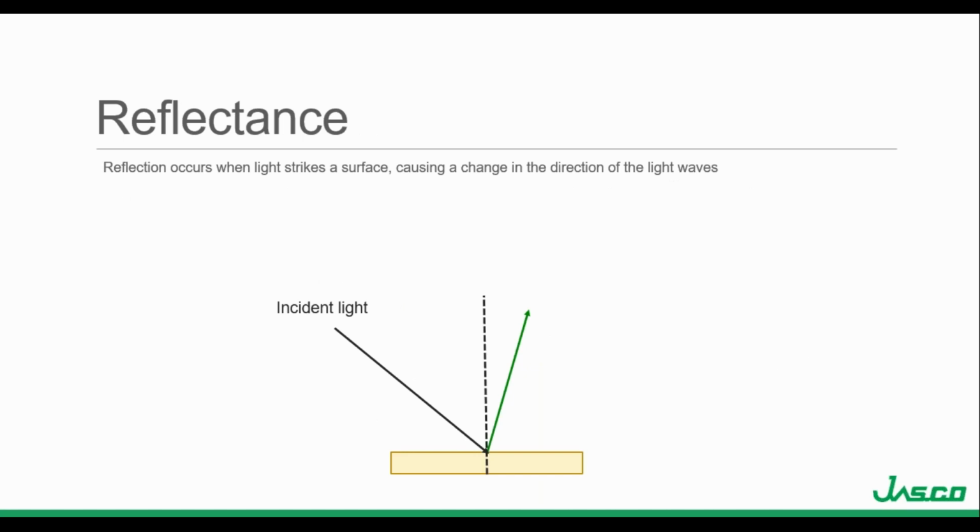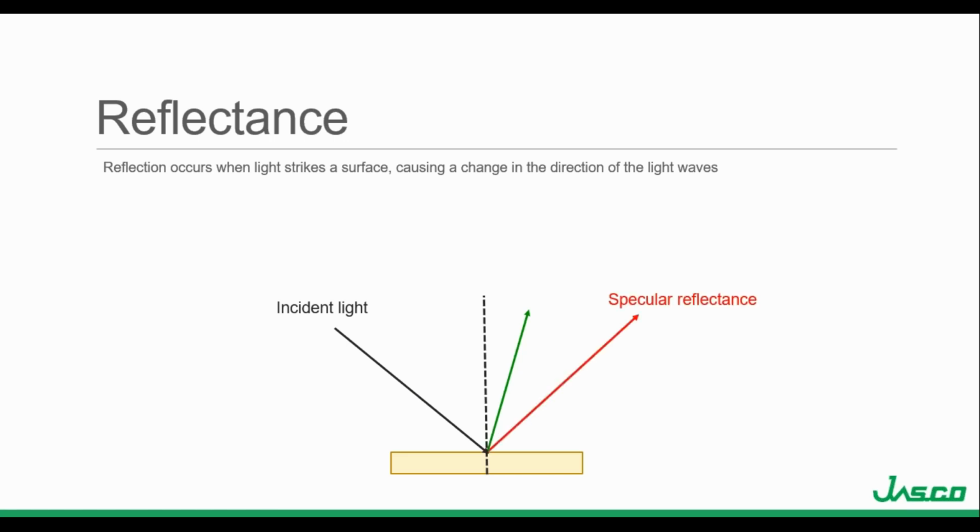Aside from transmission and absorption, UV-Vis spectroscopy can also measure the reflectance of a sample, or how effective a surface is in reflecting the total amount of incident light. Reflection occurs when light strikes the material surface and causes a change in the direction of the light wave. There are two types of reflectance, specular and diffuse, where the sum of the two components is the total reflectance.